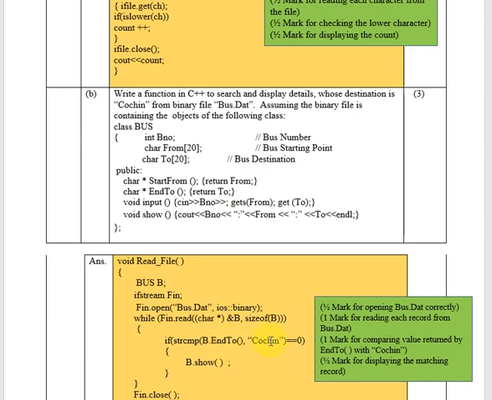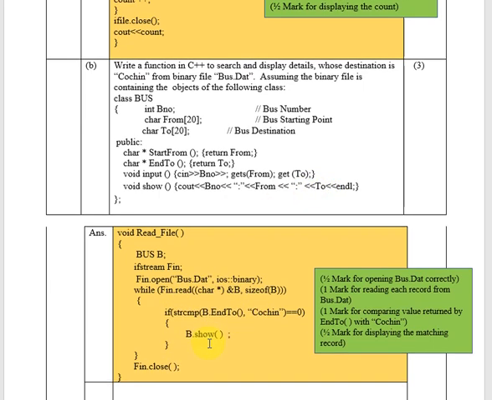So if that destination and Cochin are the same, we will say b.show. So that will display the details of the record, and this process will continue for all the records of the file, and after that we will close the file. So let us see the mark distribution. Half mark for opening bus.dat correctly, 1 mark for reading each record from bus.dat, so 1 mark is for this, 1 mark for comparing the value returned by n2 with Cochin, so 1 mark is for the strcmp function and comparing, and half mark for displaying the matching record, so half mark is for b.show.